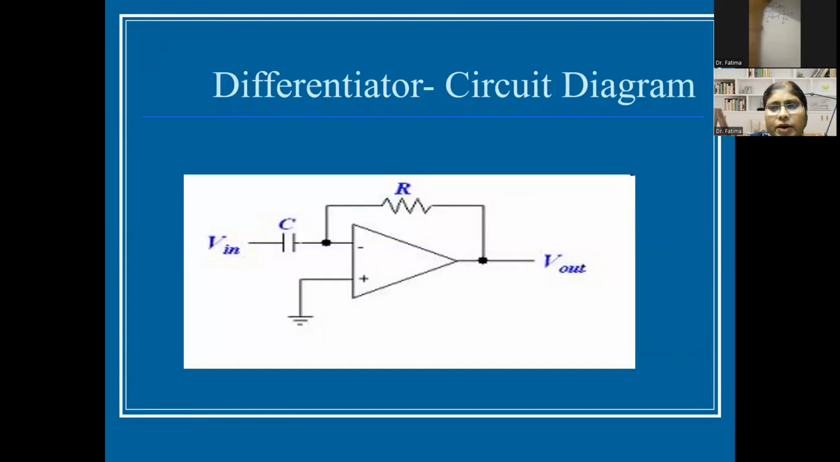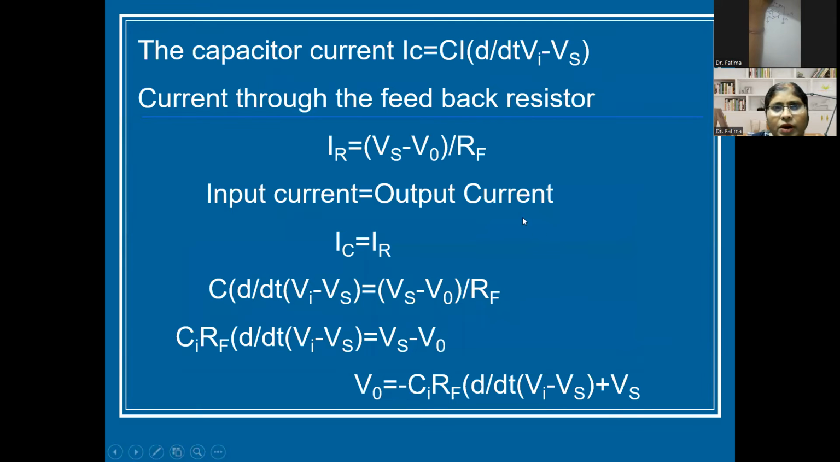This is the circuit diagram of the differentiator. Vin is the input voltage. C is the capacitor which is connected here. The input resistance is replaced by this capacitor, which was present in the integrator. A resistor is connected in the feedback. The input is given on the negative terminal of the op-amp and the positive terminal of this op-amp is grounded. So the capacitor current.